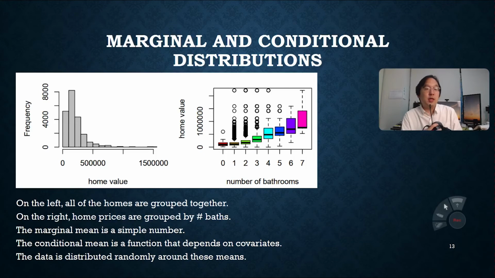But what is interesting is the conditional mean. Conditional mean, what the heck is that? On your right-hand side, what do you see? Well, not all homes are the same. Some homes have bathrooms. Some homes do not have bathrooms. Not only that, some homes have many bathrooms, in their house, right? And then the home values may be different on average depending on the number of bathrooms that you have.